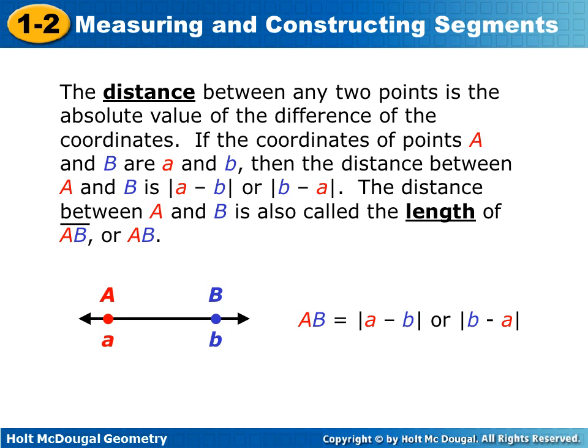When we talk about a distance, you want to write the two letters just like you would if you were naming the segment, but you do not put the line over the top. So you can call it the length of line AB, like it says there, or you can just call it AB, which is the same thing. So when we look at our line down here at the bottom, we have segment AB marked off, and AB is equal to the absolute value of a minus b, or the absolute value of b minus a.